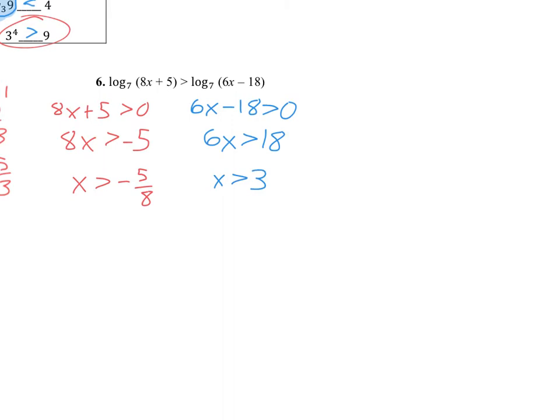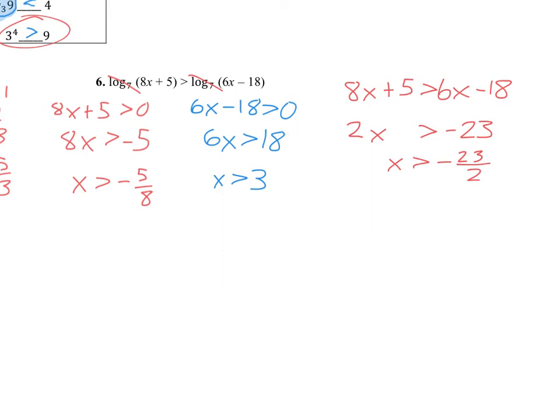All right, and now we have to solve the original problem. So it looks like they both have a log base 7, so we could kind of ignore those and take 8x plus 5. Set that greater than 6x minus 18. Okay, so if I subtract the 6x, that gives me 2x. If I subtract the 5 at the same time, that gives me negative 23. So x is greater than negative 23 over 2.